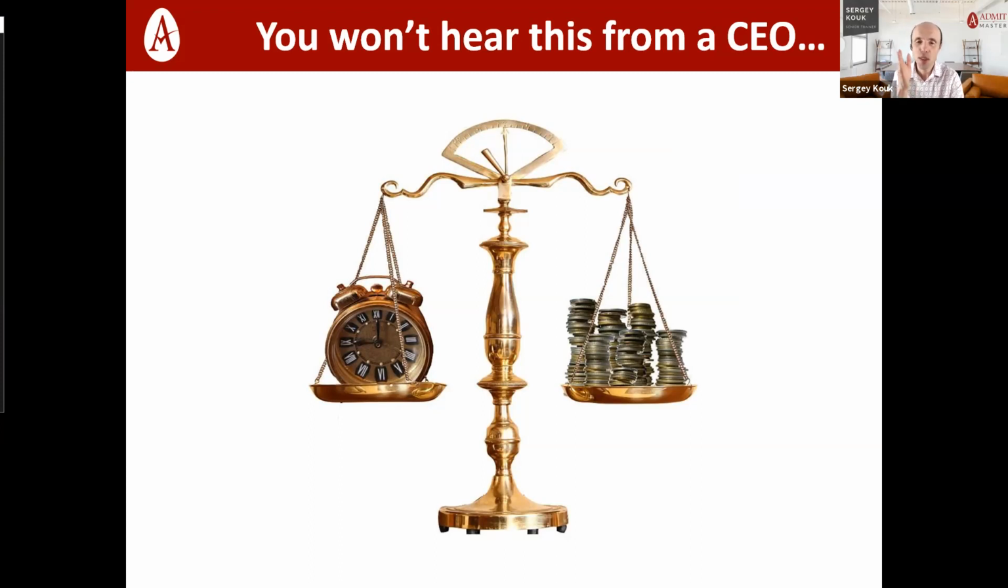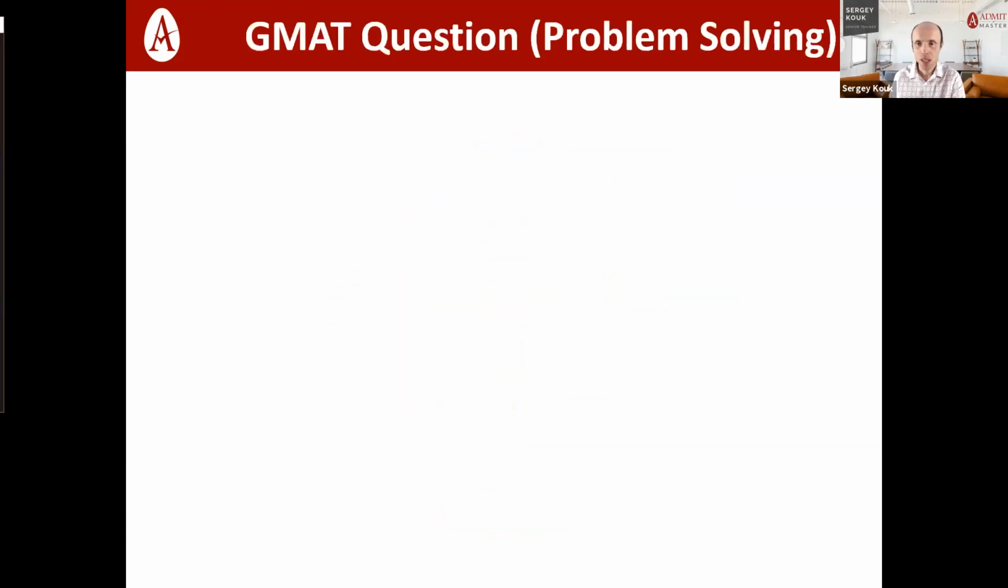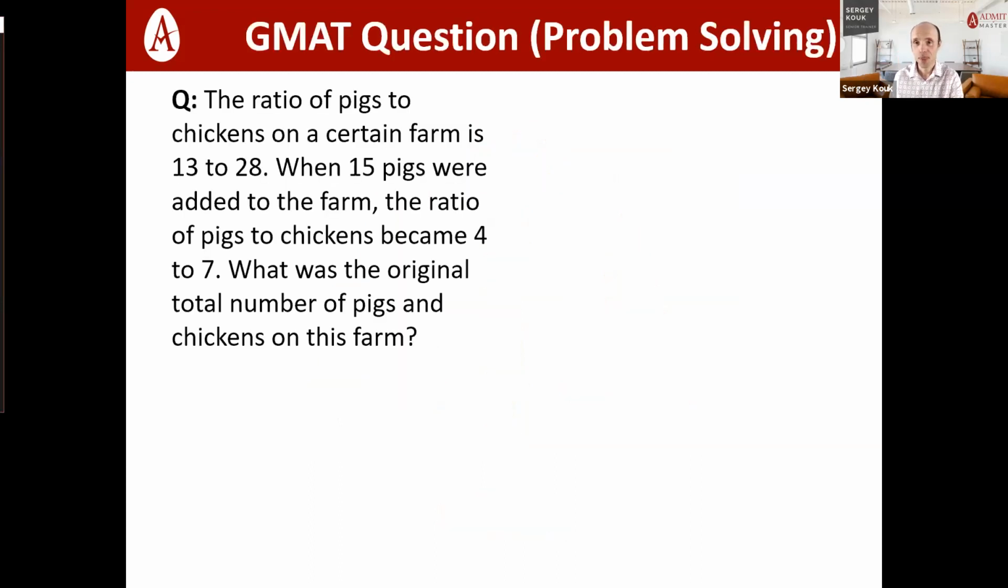Let me show you one final example. Here's another GMAT question. The ratio of pigs to chickens on a certain farm is 13 to 28. When 15 pigs were added to the farm, the ratio of pigs to chickens became 4 to 7. What was the original total number of pigs and chickens on this farm? Now, many people are going to say, wait, slow down, let me read it again. Well, here are the answer choices, by the way.